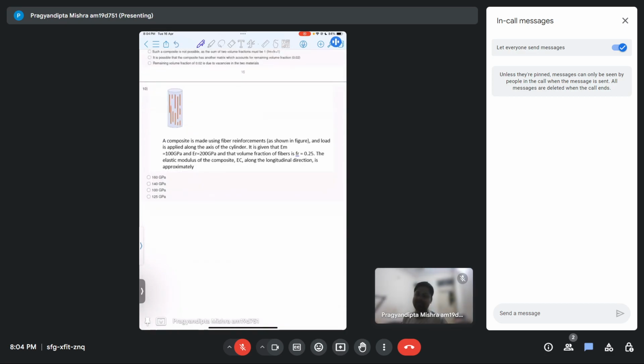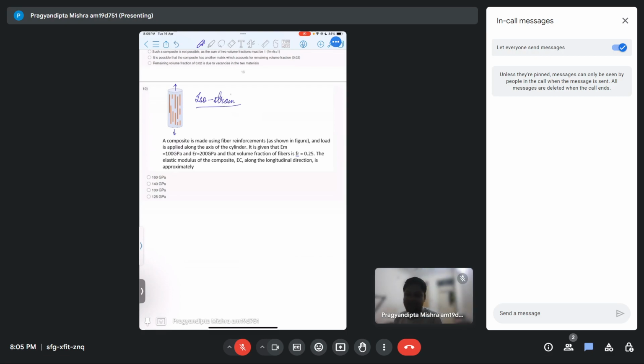So let's move on to the final question of the day. So they have given us a composite made using fiber reinforcement as shown in the figure, and load is applied in this particular way. So load applied along the axis of the cylinder. So their load is being applied like this. So this is what kind of condition? This is isostrain condition.